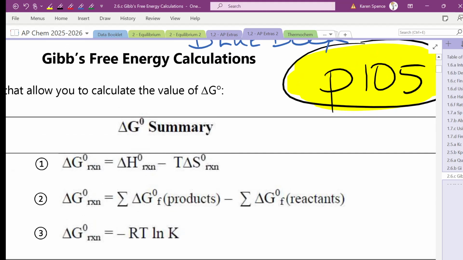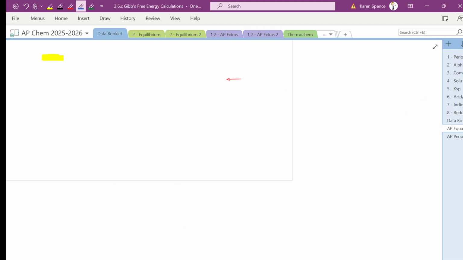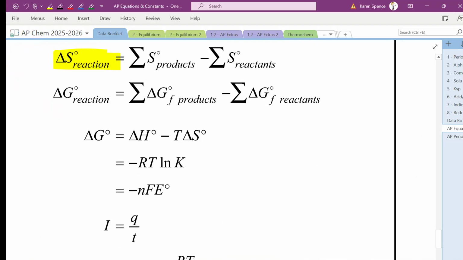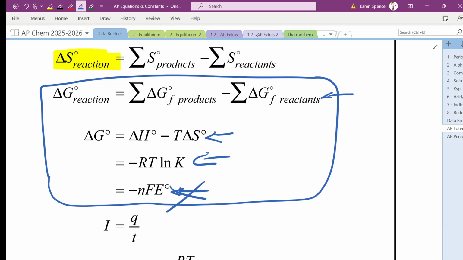This is page 105 in the blue book. So if we go to our data booklet, we can look and we can say, aha, here's delta G. And in fact, we have 4 equations. The very last one, though, we won't get to until the electrochemistry unit. That's going to be our last unit. So really right now, we're only dealing with these 3 here and not that one. Okay?